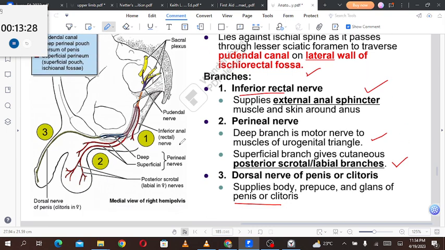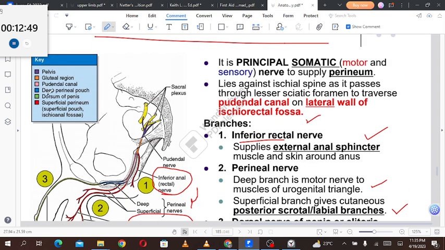Number 1 is the inferior anal or inferior rectal nerve over here, supplying the external anal sphincter, muscle and skin around the anus. The perineal nerve: the deep branches are the motor nerve to the muscles of the urogenital triangle, and the superficial branches are the posterior scrotal nerves, these ones. So these are the perineal nerves, deep and superficial. Then the dorsal nerve of the penis or clitoris supplies the body, prepuce and glans penis. So this is the dorsal nerve of the penis, or the dorsal nerve of the clitoris in females.